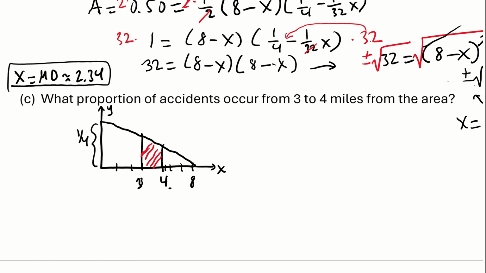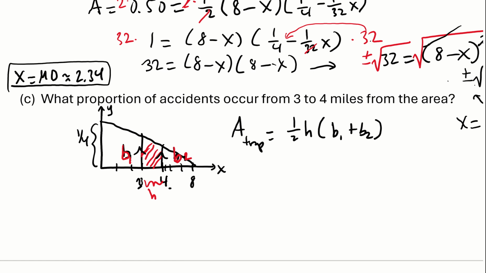So now the area of a trapezoid is 1/2 times the height times base 1 plus base 2. The bases are given by the parallel sides. So this is base 1, this is base 2. This is the height of the trapezoid, and that's all you need. So the area of the trapezoid is 1/2 times the height, which is from 3 to 4, so it's just 1, but I'm just going to show my work. The height is 4 minus 3.